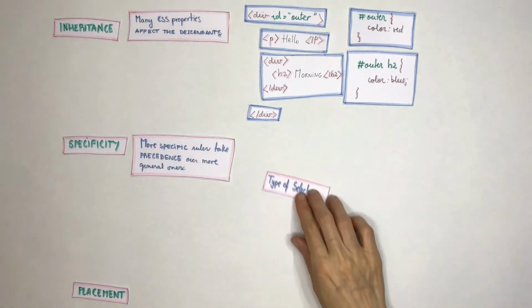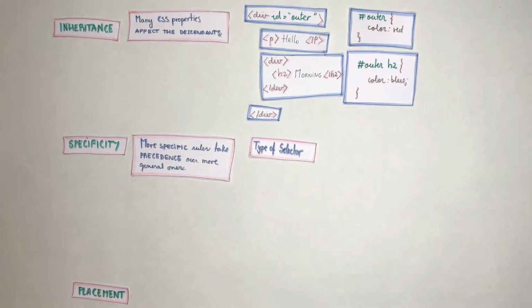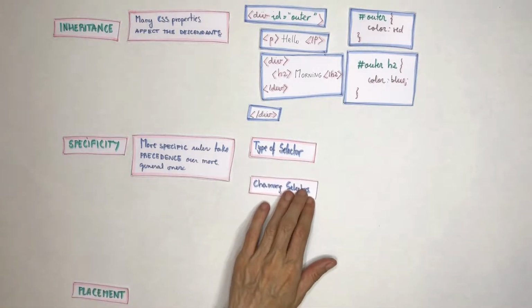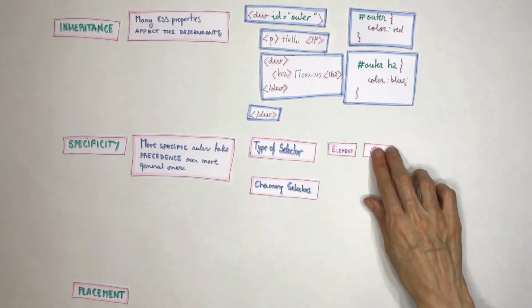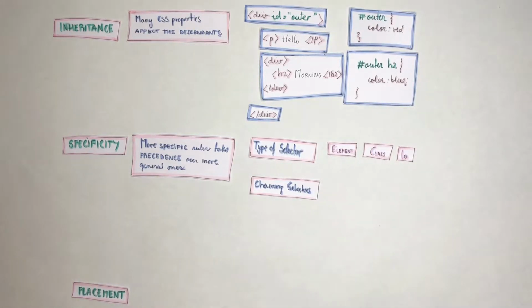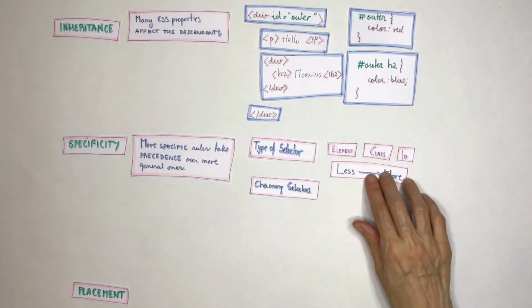One is the type of selector, and the other one is if the elements are chained. If the selector is a chain of different selectors. We'll see that in a second. Regarding the type of selector, this is what you have to remember. Class selector is more specific than the element selector, and the ID selector is more specific than a class selector.